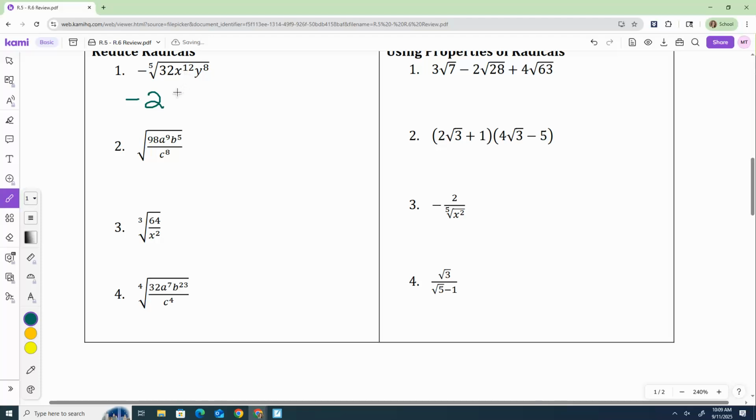If I have 12 x's, it doesn't work out perfectly, but how many groups of 5 can we make? 2. And how many would be left? If I took out 2 groups of 5, that's 10 of them, and there were 12, so 2 remain. If I have 8 y's, we can take out 1 group of 5, so that took out 5 of them. So 8 minus 5 means 3 remain.